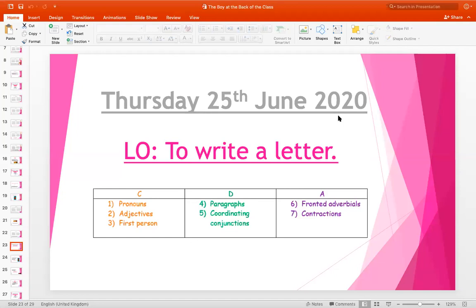Just so you should know the rules by now. You are expected to have your literacy book and a pen or pencil with you, so you are ready to start today's lesson.